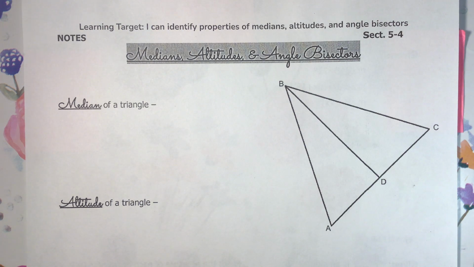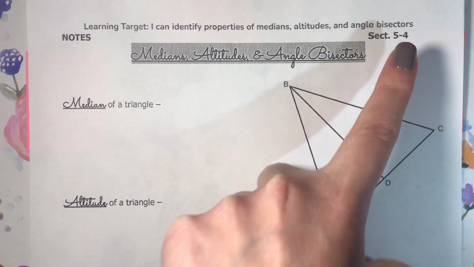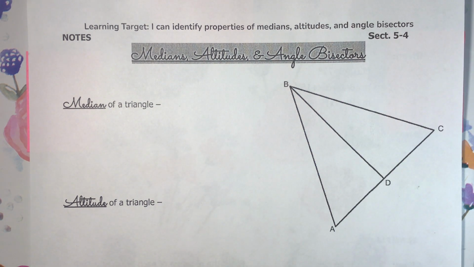Good afternoon, geometry students. We are now in section 5-4, and we are going to be working on something called medians, altitudes, and angle bisectors. So we're still just working in triangles, but we are going to be drawing some additional lines in them, and these additional lines are going to have properties, and then we can use those properties to solve problems. So let's talk about these three new definitions, and then we'll be able to implement what we know about them.